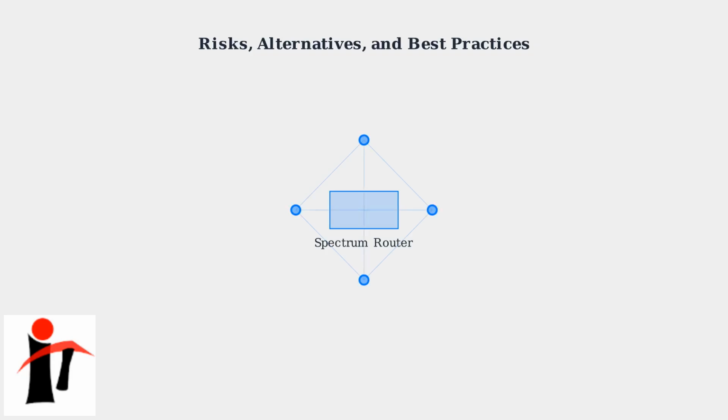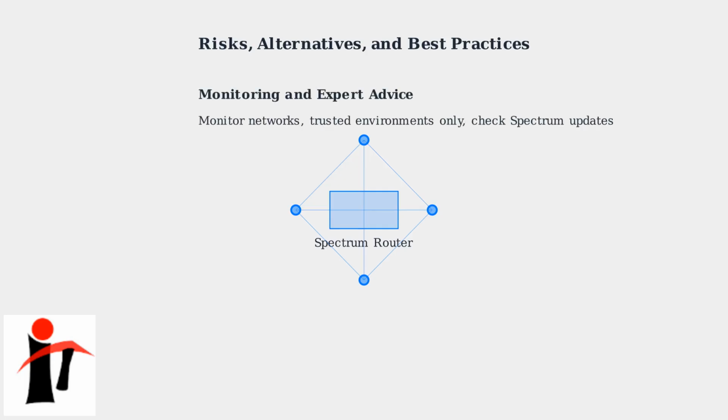Monitor network activity for suspicious behavior and consider re-enabling AP isolation after completing device communication tasks. Experts recommend disabling only in trusted environments with extra protections. Regularly check Spectrum's official channels for the latest security recommendations and firmware updates.